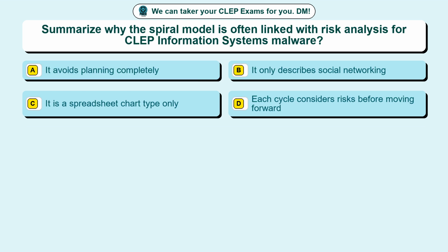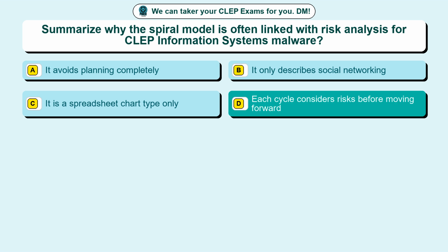Question 71. Summarize why the spiral model is often linked with risk analysis for CLEP Information Systems malware. Option A, it avoids planning completely. Option B, it only describes social networking. Option C, it is a spreadsheet chart type only. Option D, each cycle considers risks before moving forward. The correct answer is option D, each cycle considers risks before moving forward.